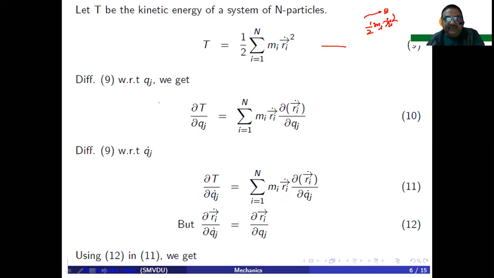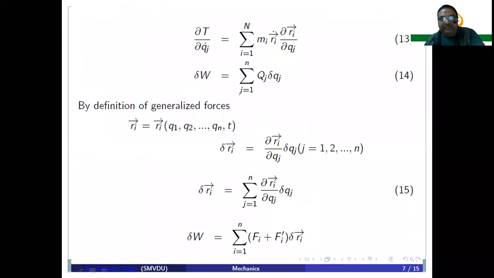Again, if you differentiate 9 with respect to Qj dot, you will be having this quantity. But you know del Ri dot by del Qj dot, we have proved this result in lecture number 19, that del Ri dot by del Qj dot is equal to del Ri by del Qj. So in place of this, we can simply write del Ri by del Qj, and consequently we have del T by del Qj dot is equal to mi Ri dot del Ri by del Qj.